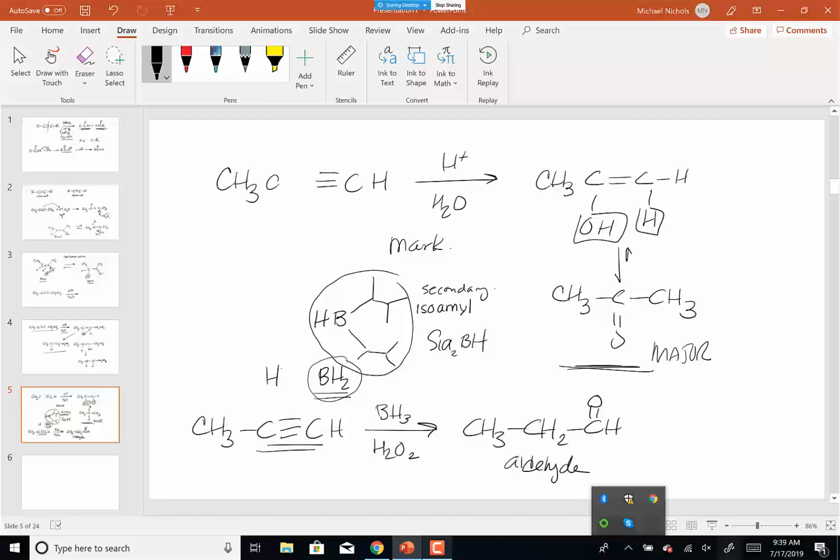So if we use that reagent, then we add the H and OH anti-Markovnikov, and then that OH at the end of the molecule now becomes an aldehyde. You have to know the mechanism for this, not this one.